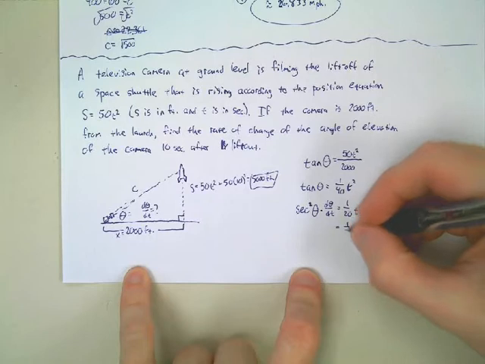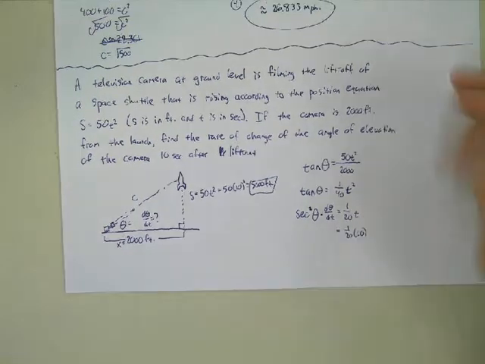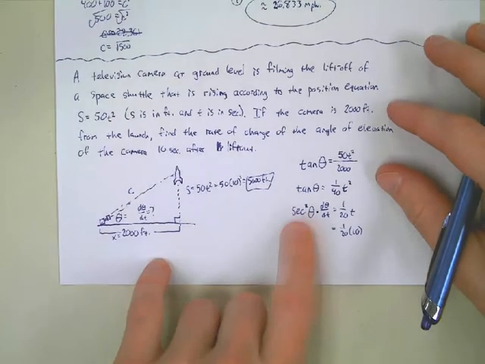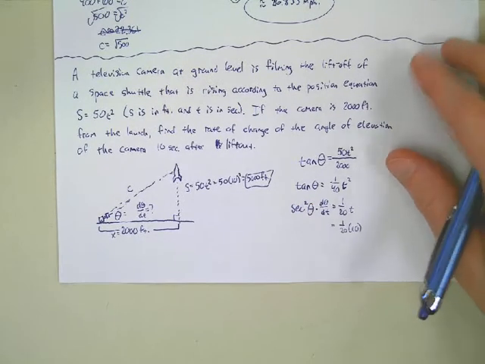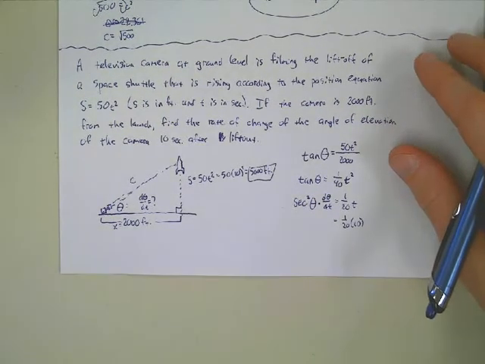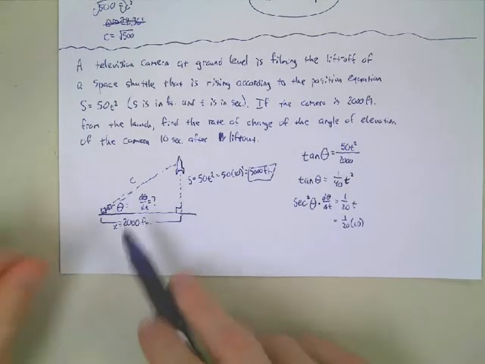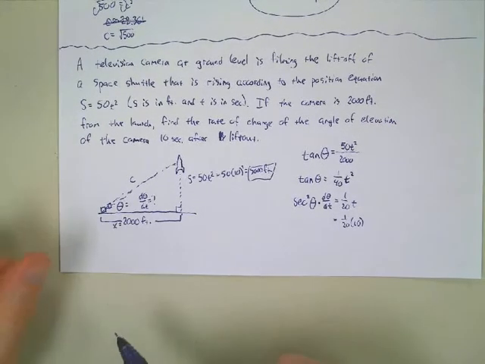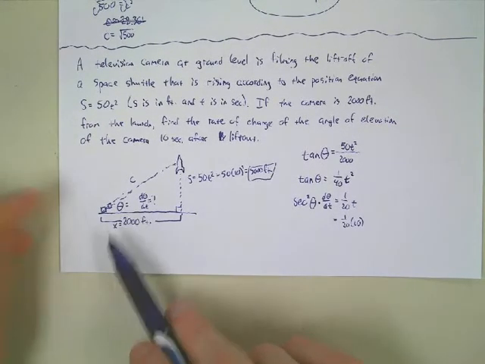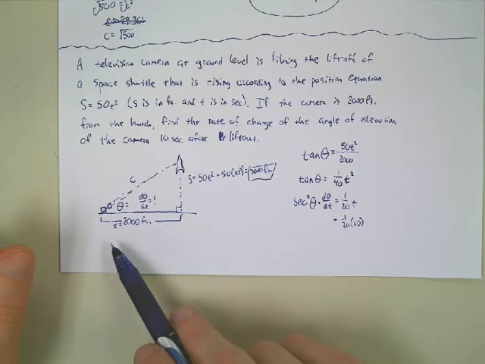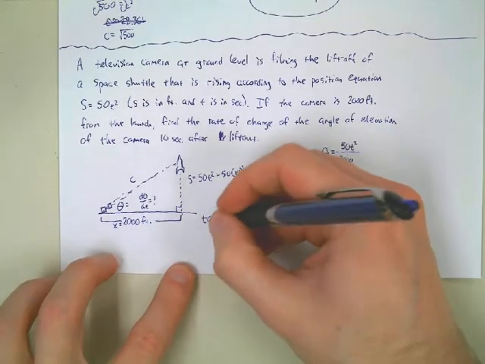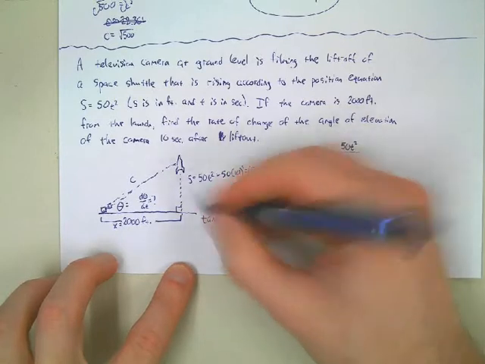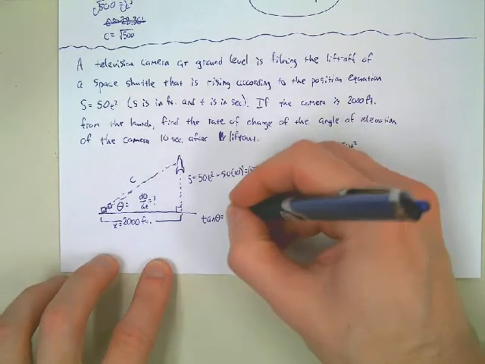We need to find... ooh, I need a theta here. How can we figure out this theta? Yeah, that's what I was thinking. Side angle side. Yeah, we have to go back to the very beginning and say, all right, tangent of theta is equal to the opposite 5,000 over the adjacent 2,000.